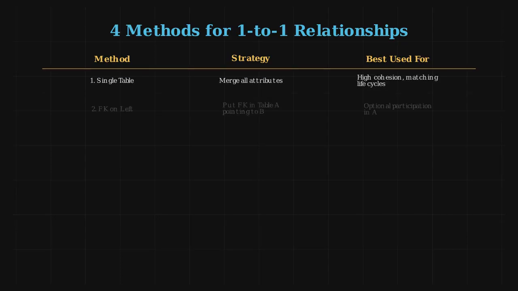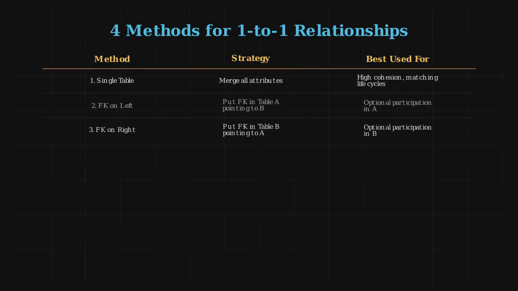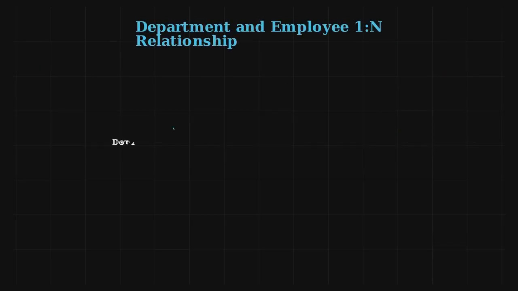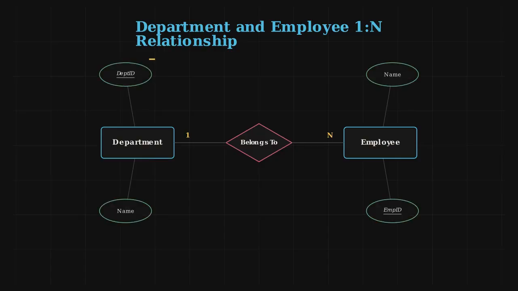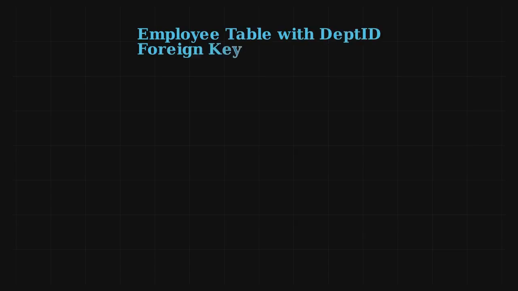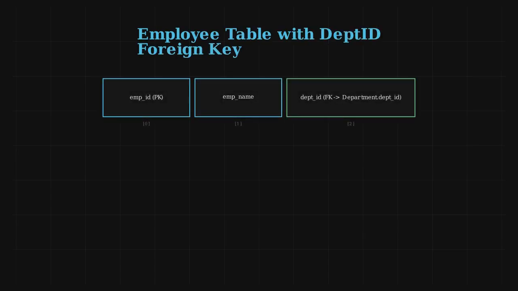We can merge them into one table, link them with a foreign key in either direction, or create a lookup table. For one-to-many relationships, like department to employees, we map the relationship by placing a foreign key on the many side. Let's look at the logical diagram. Here is how that compiles to tables. The employee table receives a new field, department ID, referencing the primary key of the department table.